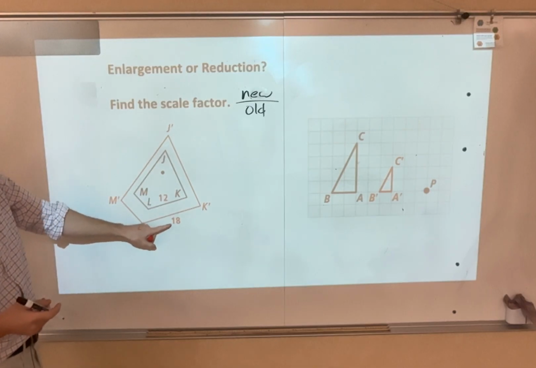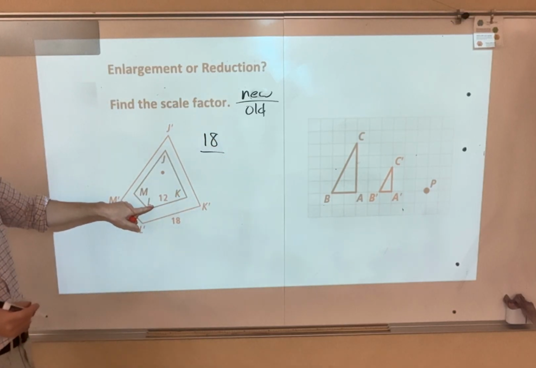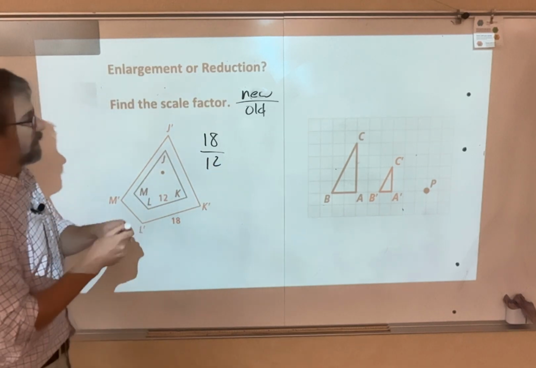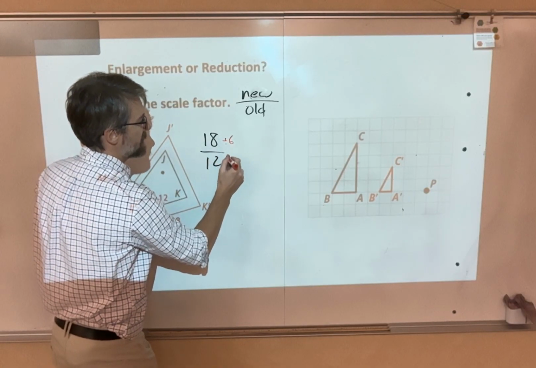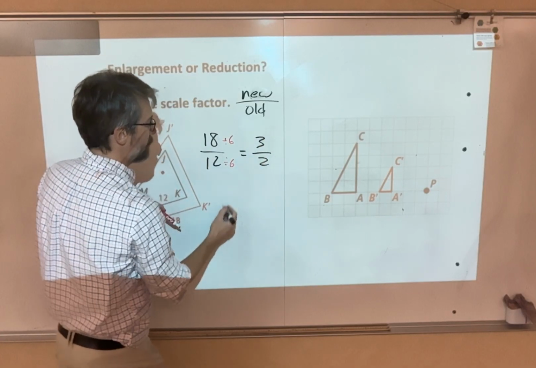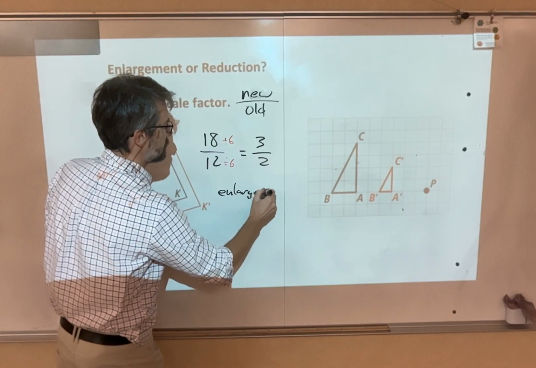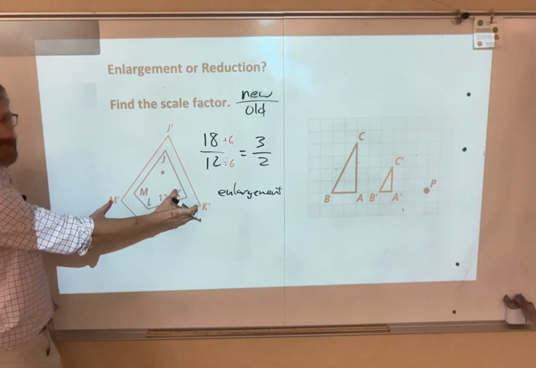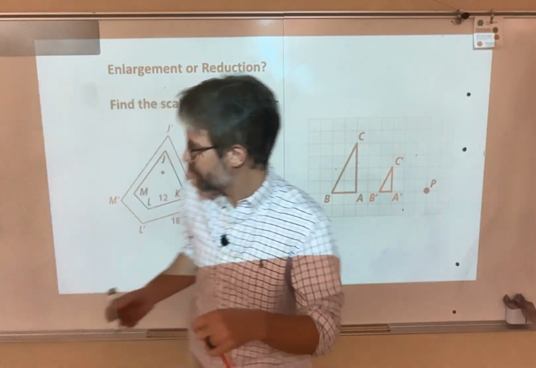So my new one, the one with the primes, is 18. And the old one, the one without the primes, that equivalent, corresponding side, is 12. All right, so 18 over 12. Let's reduce this fraction. They're both divisible by 6. And so we have a k value, a scale factor, of 3 over 2. So this is an enlargement. We went from our original, the black one, and we see that it got bigger. And how much bigger is it? Well, it increased by a scale factor of 3 over 2.